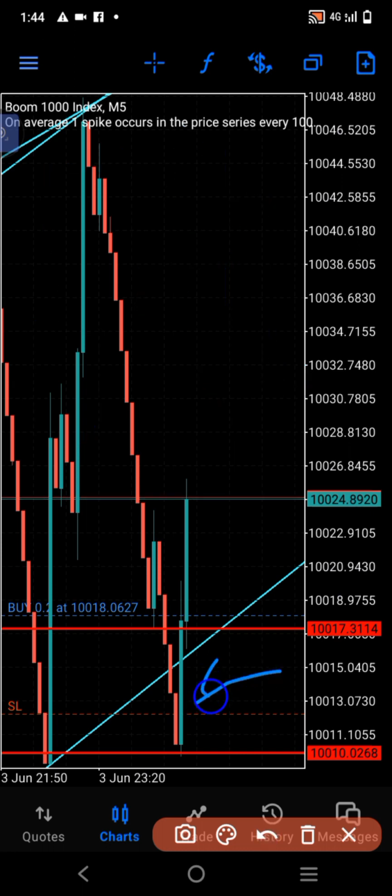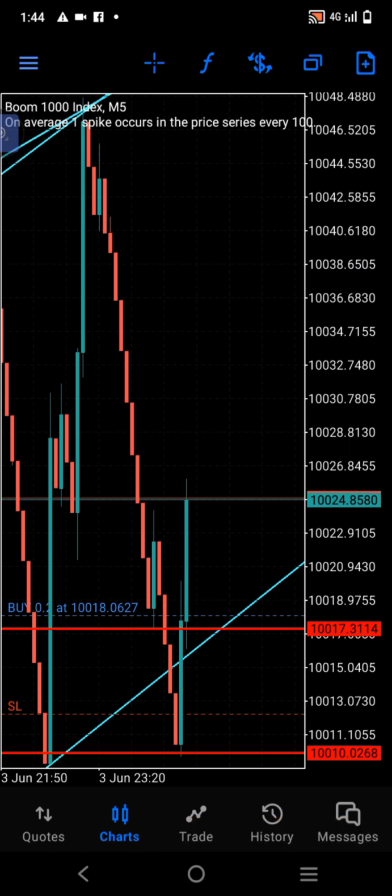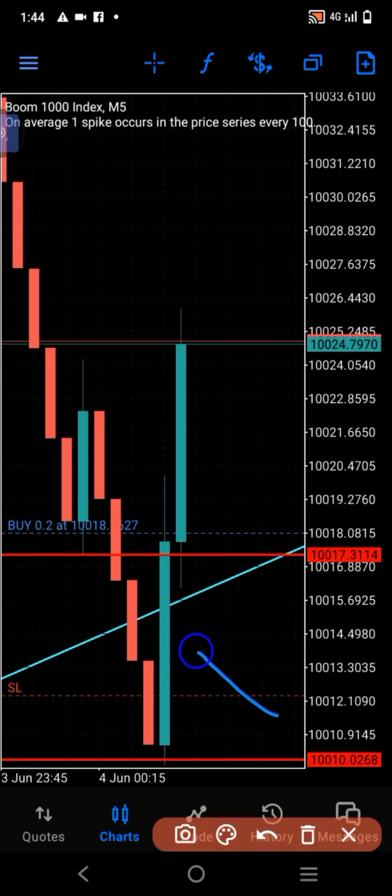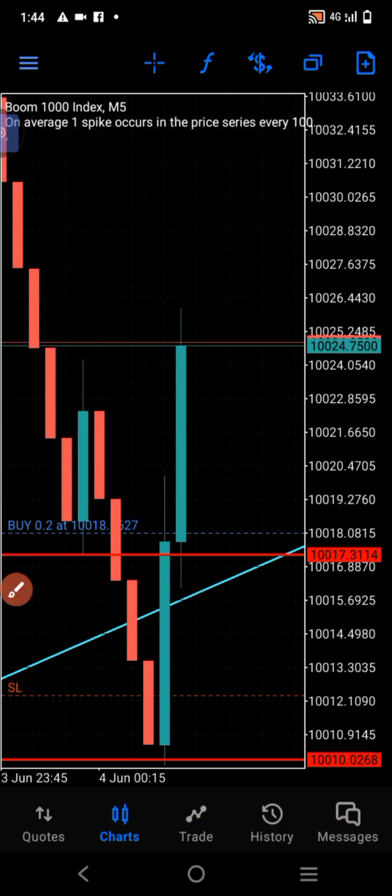This was a shooting star, guys. Let me zoom it. Now, this was a shooting star. All right, see the wick. Like I told you, we shouldn't rush. There's still an opportunity here for us to take this trade.